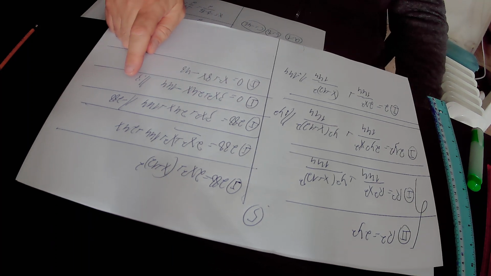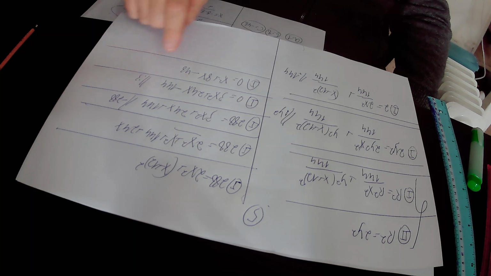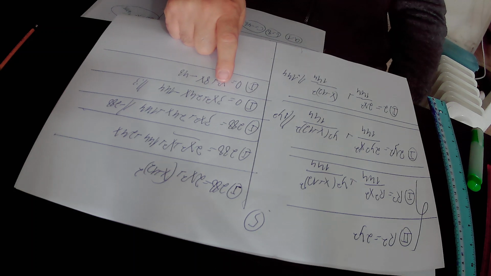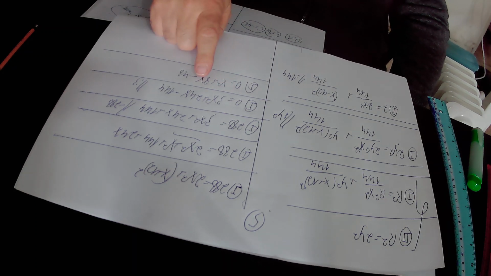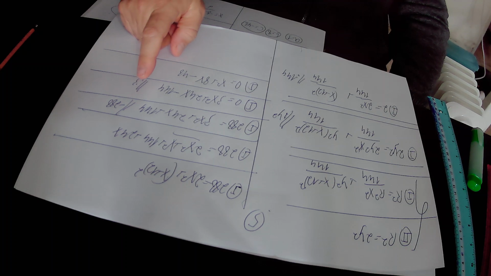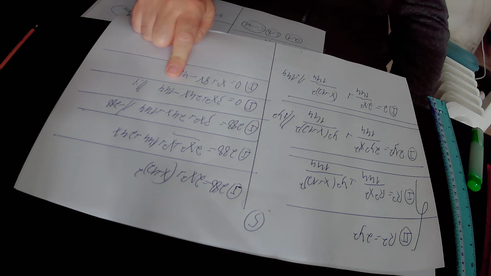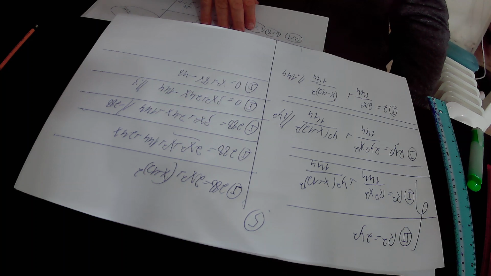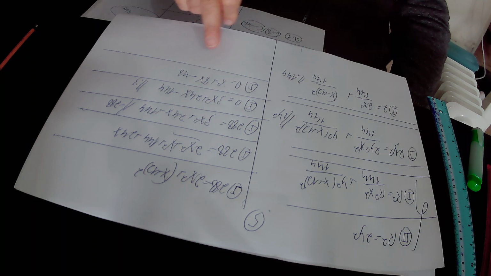Here we subtract 288 from this equation 1, and 288 minus 288 is 0. On the other side of the equation we have 3x squared plus 24x, and 144 minus 288 equals minus 144. So here we divide this quadratic equation by 3: 0 over 3 is 0, 3x squared over 3 is x squared, 24x over 3 is 8x, and minus 144 over 3 is minus 48. So according to equation 1, x squared plus 8x minus 48 equals 0.